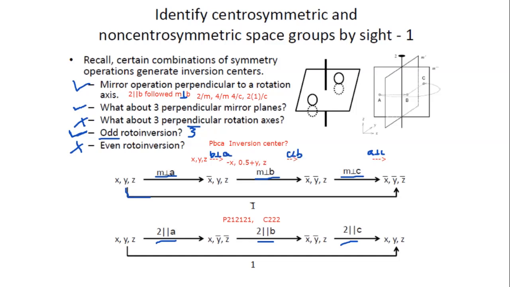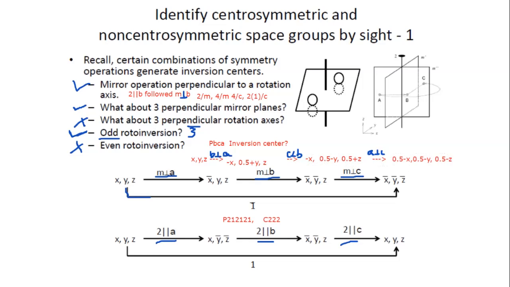So that's the first. Now when we perform a C glide perpendicular to B, there's no change in X. Since it's perpendicular to B, Y becomes negative. So again, negative a half minus Y and a half minus Y are the same thing. And then we translate 0.5 along Z. And then lastly, we have an A glide perpendicular to C. We get 0.5 minus x, 0.5 minus y, and then 0.5 minus z.